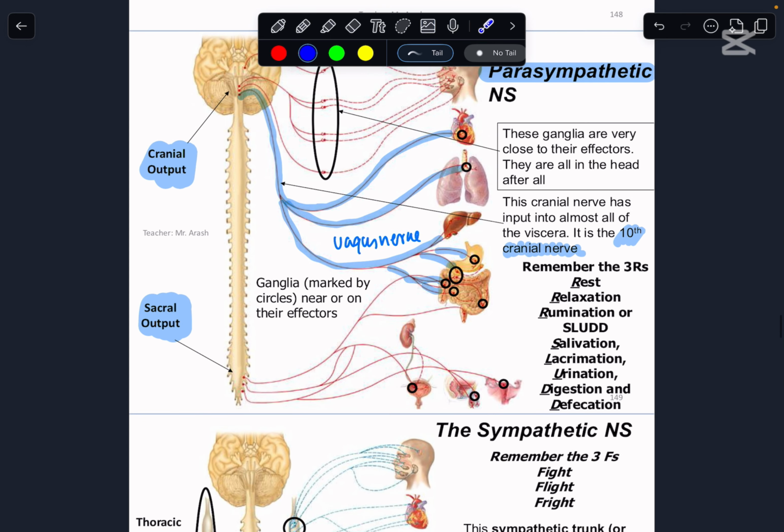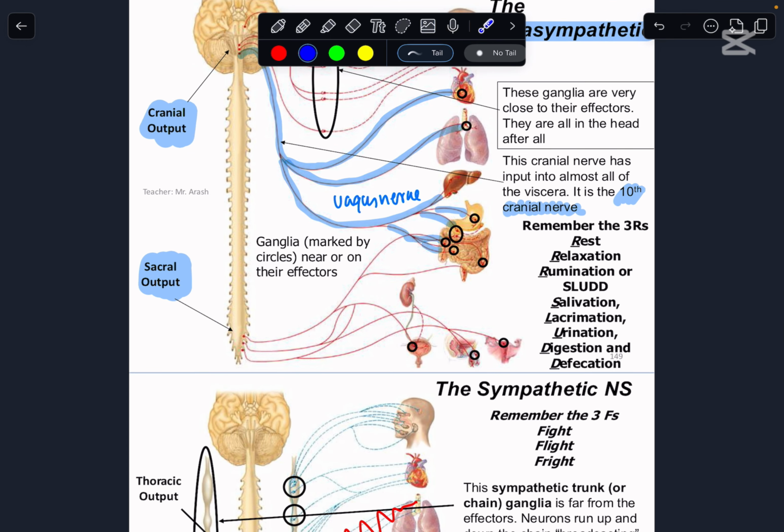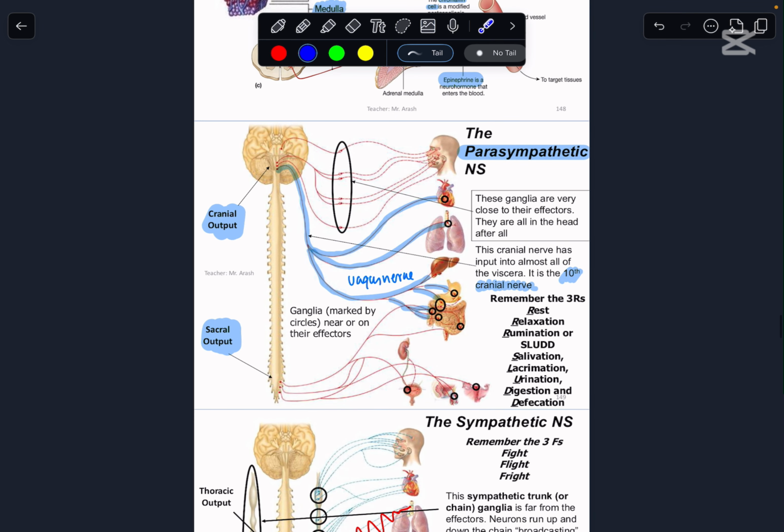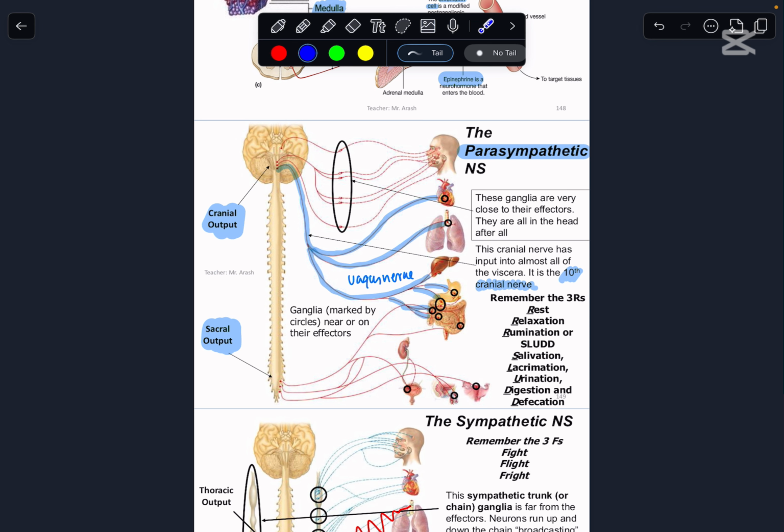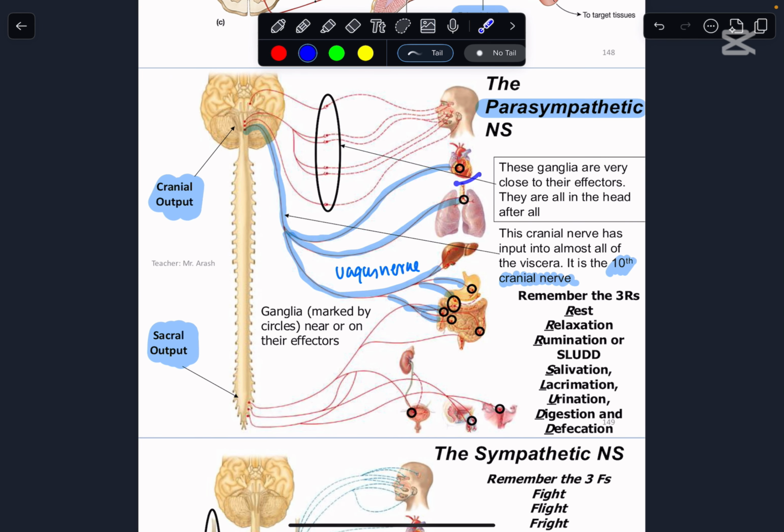And in terms of what this nervous system does, it essentially allows you to do 3 R's: rest, relax, ruminate. And there's another acronym we can use, which is SLUT: salivation, lacrimation, urination, digestion, and defecation. All right. So essentially, the function of the parasympathetic system is to calm you down. It decreases heart rate. It decreases respiratory rate. It allows for more digestive function. It actually boosts up the digestive tract function, right?